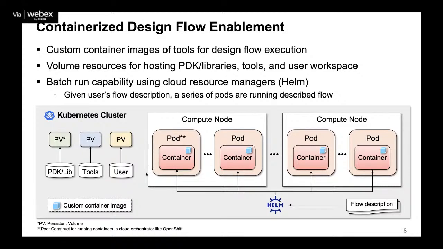And we have also enabled batch run capability in our containerized flow based on the flow description. Like I said, a single established design flow is applied to multiple different macros at the same time, and because of this, designers usually run multiple batch jobs. So we have enabled the same batch job run capability in the containerized design flow using a cloud resource manager. In our case, we are using Kubernetes Helm as the cloud resource manager.